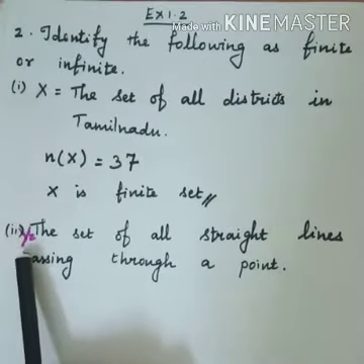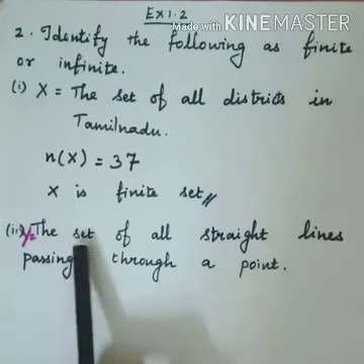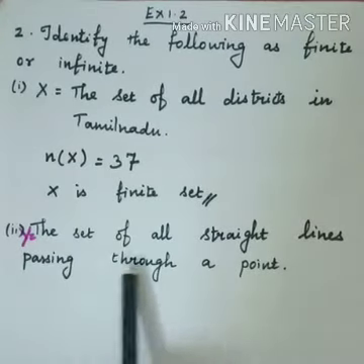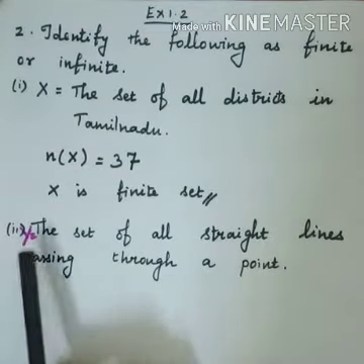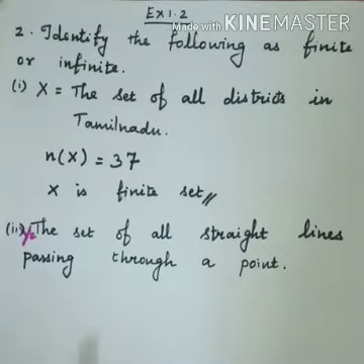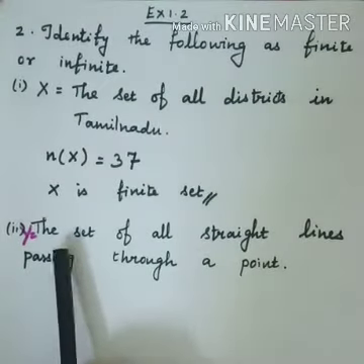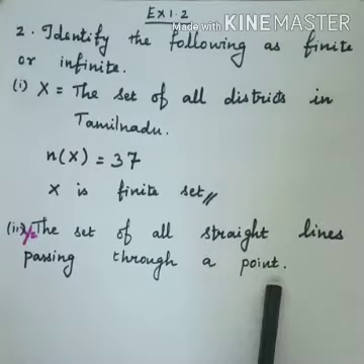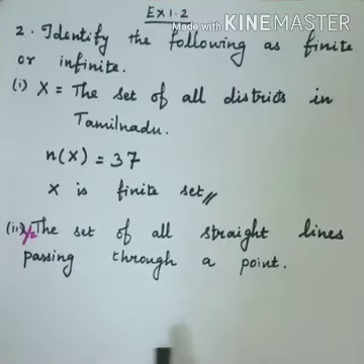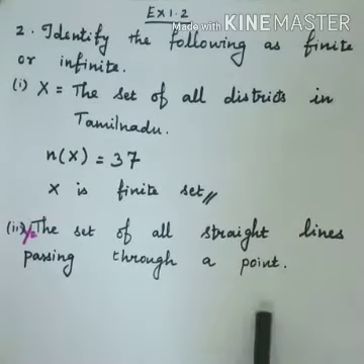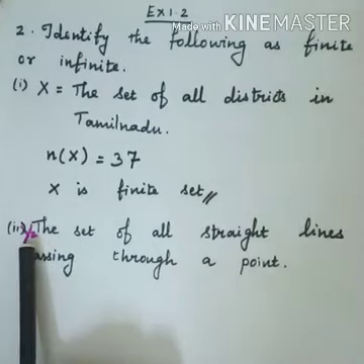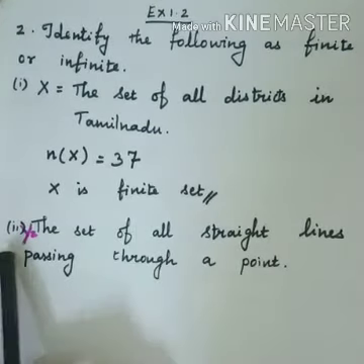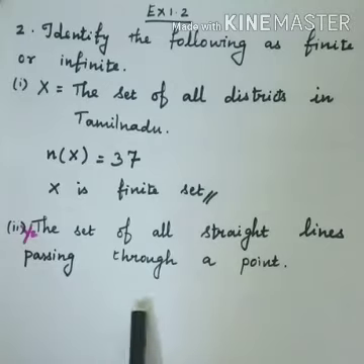Second subdivision, Y is equal to the set of all straight lines passing through a point. We have to find whether this set Y is finite or infinite. Here, the set of all straight lines passing through a point. So, an infinite number of straight lines can be drawn through a single point. So, this is an infinite set. The number of elements in the set Y is uncountable. Therefore, Y is an infinite set.